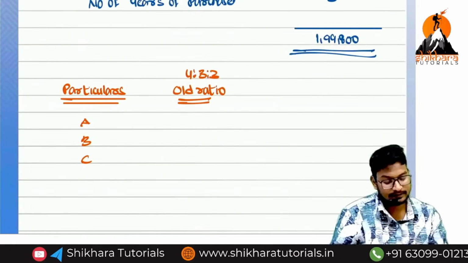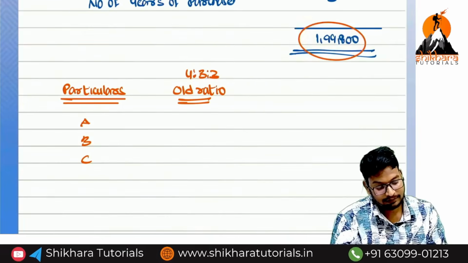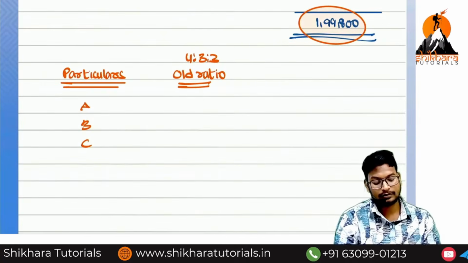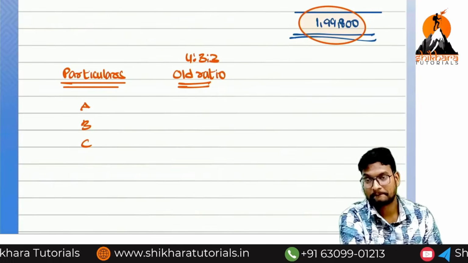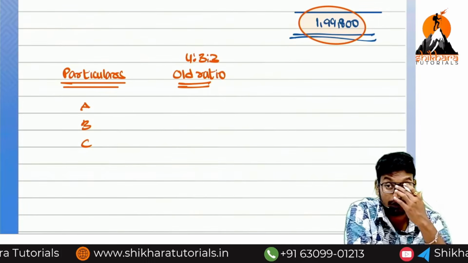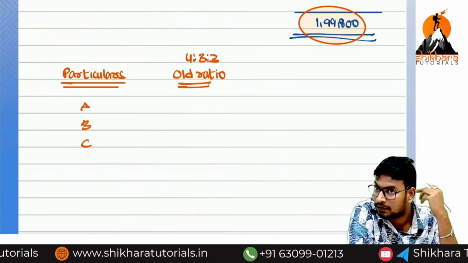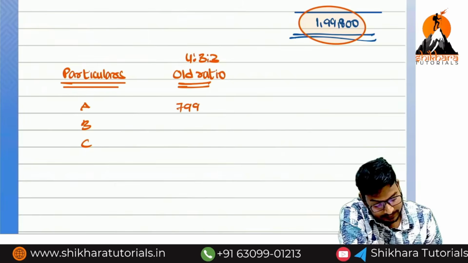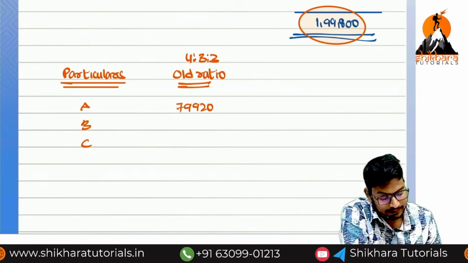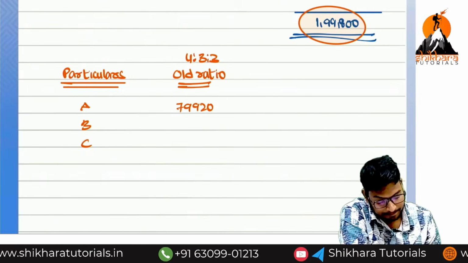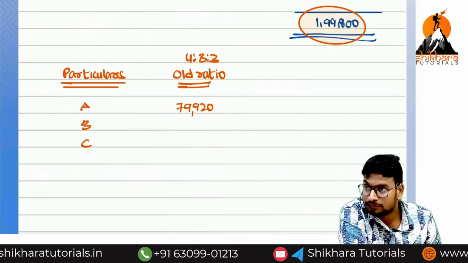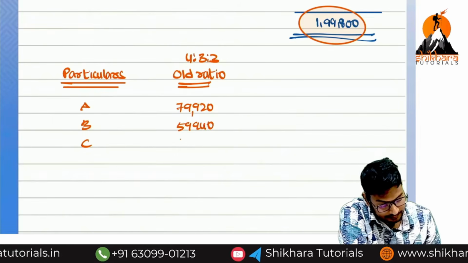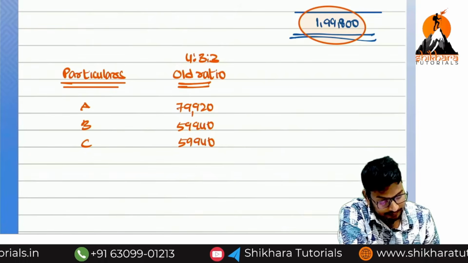According to this is the total goodwill. What is the meaning of this? Total goodwill. According to 4 is to 3 is to 3, how much amount will A get? 24 divided by 10, 79,920. Into 3 divided by 10, 59,940. Here also how much? 59,940.